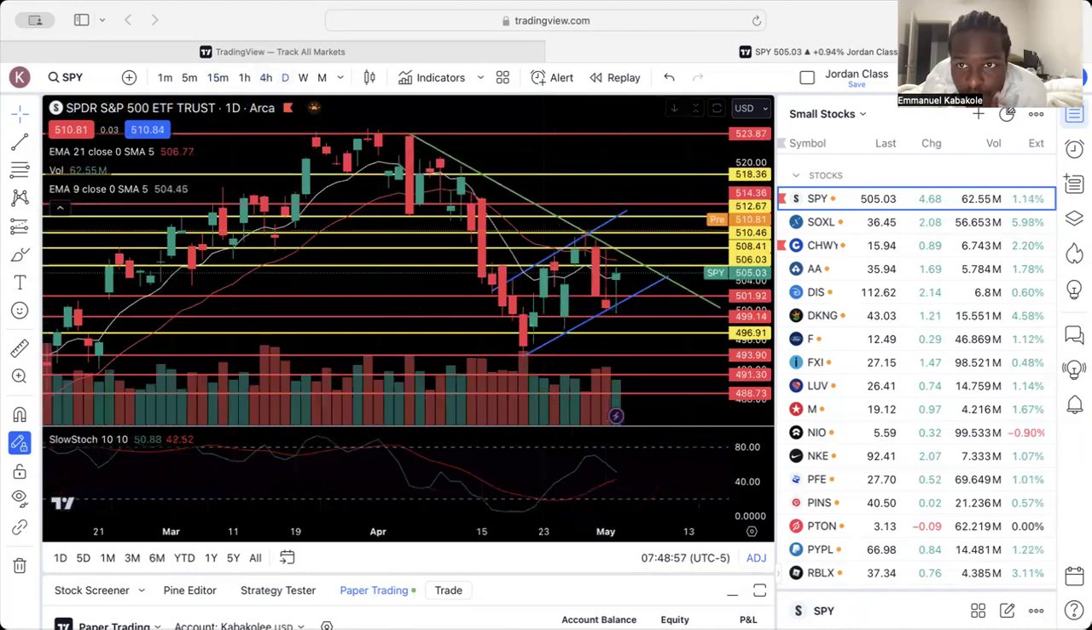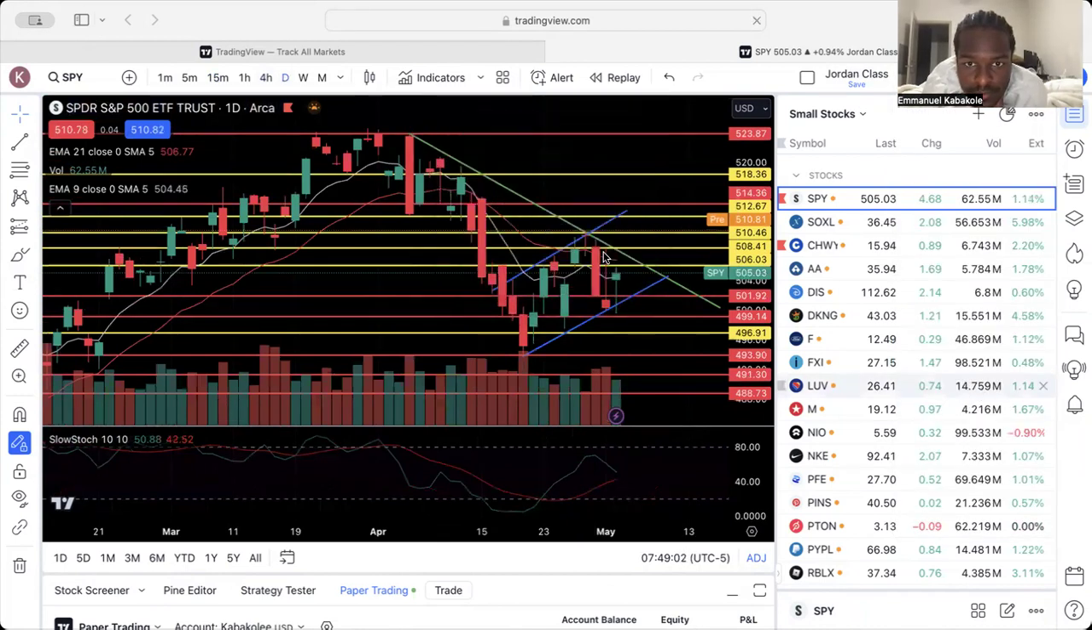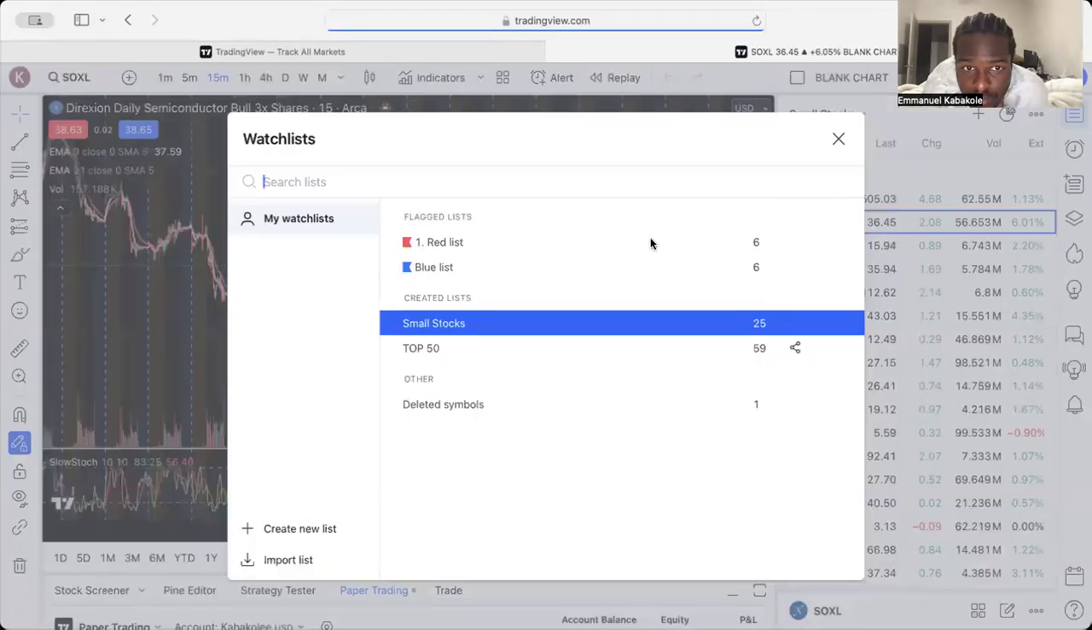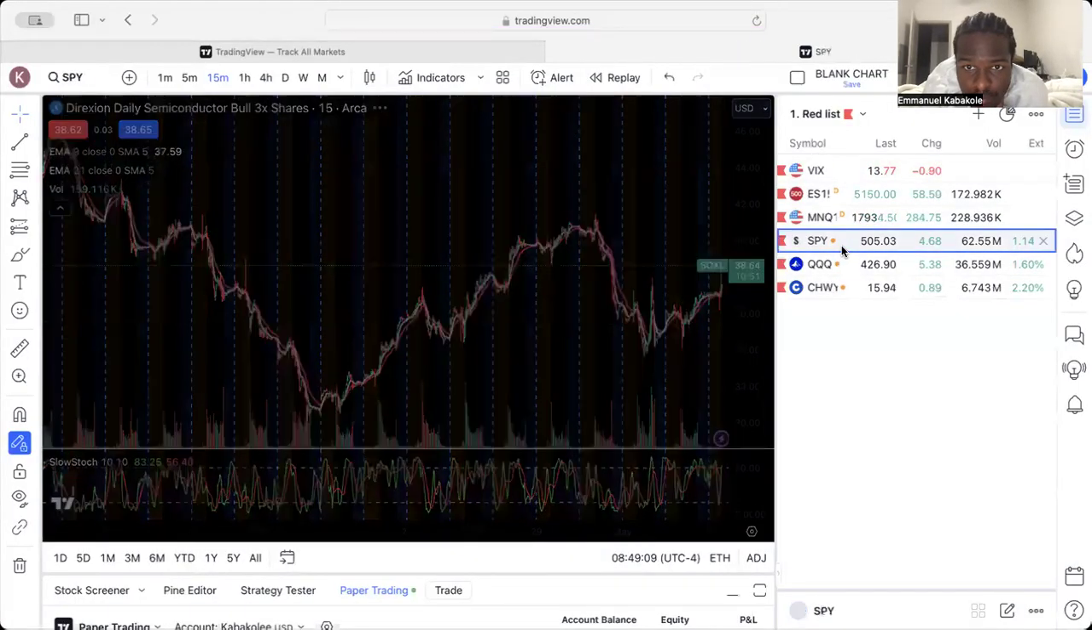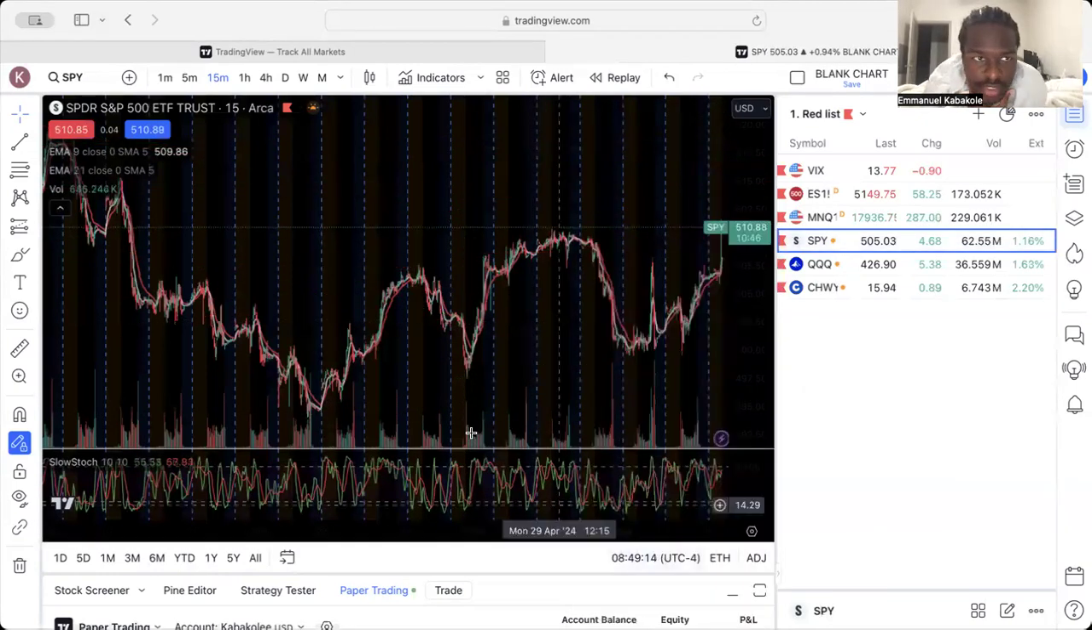So what I'm going to do is go to my blank chart. I'm going to show you guys basically what I'm looking at and what I think. So if I go to SPY right here on this chart, I'm going to take off all my drawings. I'm going to chart this for y'all real quick.